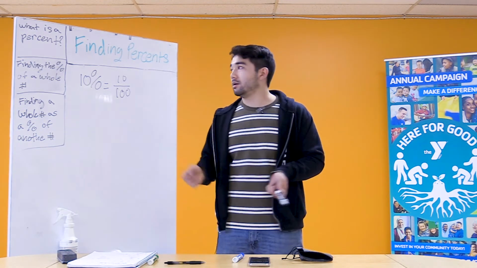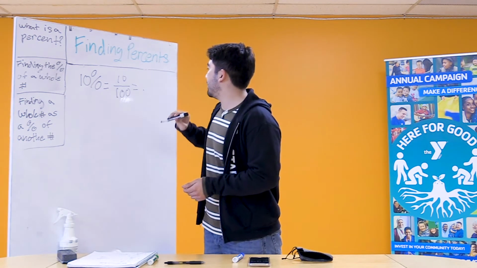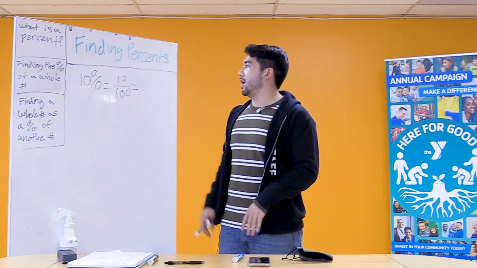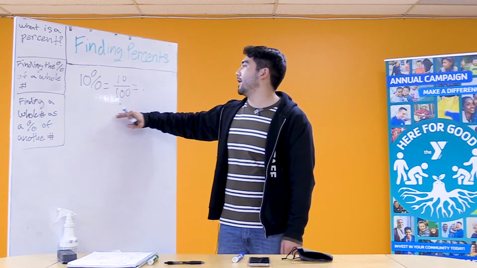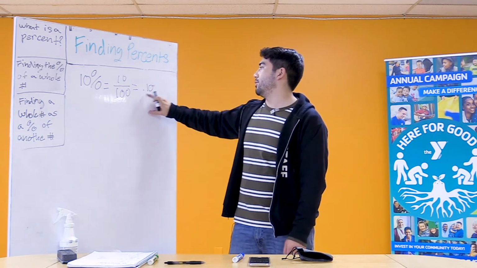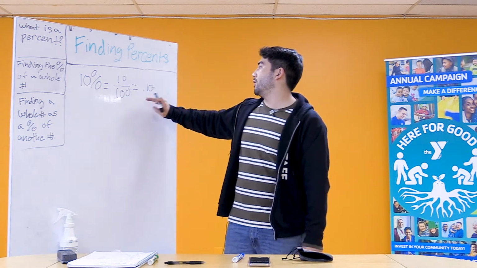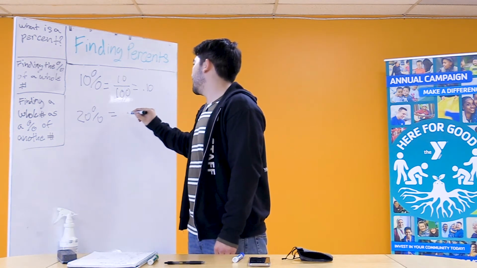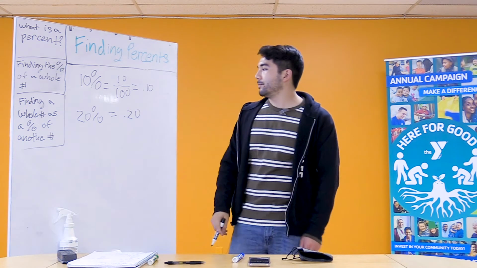It's actually a fraction. But we can also turn this fraction into a decimal. In my last two classes, we learned how to multiply and divide decimals. In this class, we will be putting it to use in finding percents. So 10% is equal to 10 over 100, which is also equal to 0.10. OK, so 10% is equal to 0.1. 20% is also equal to 0.2.